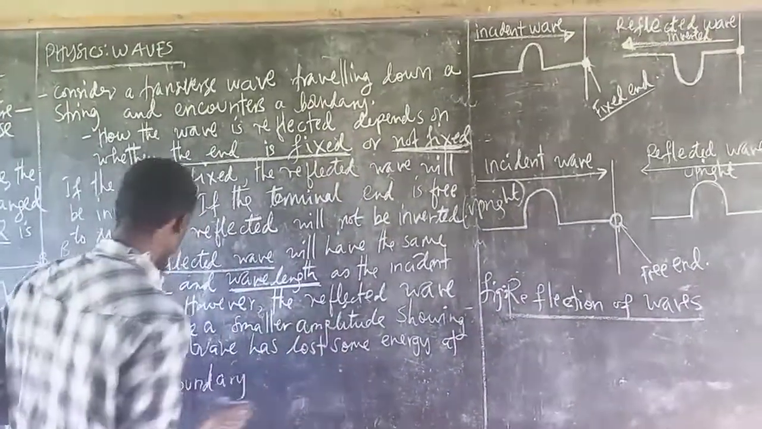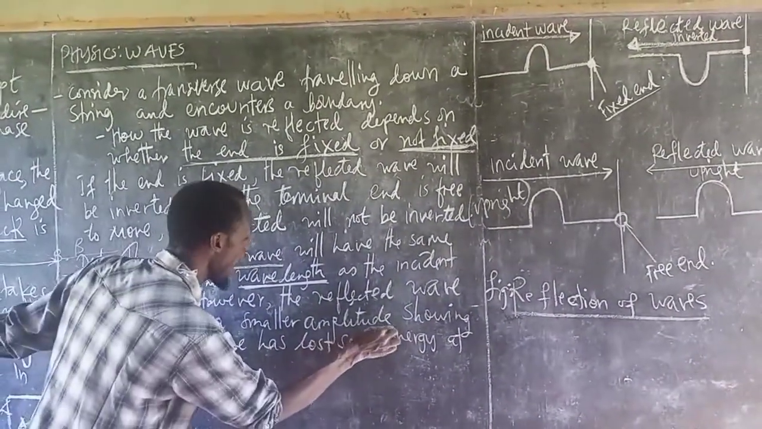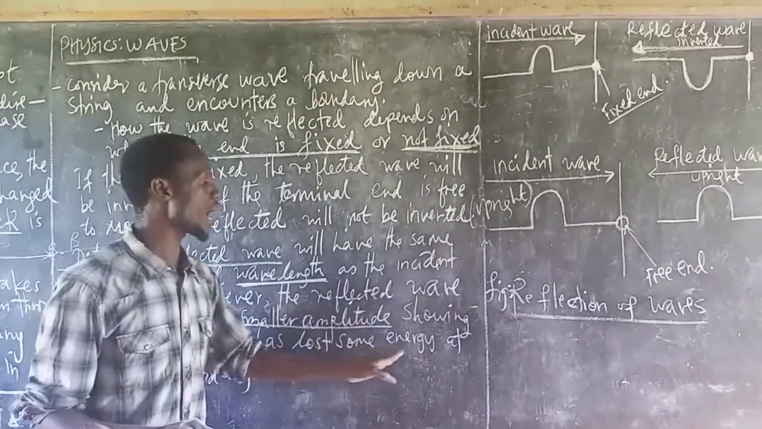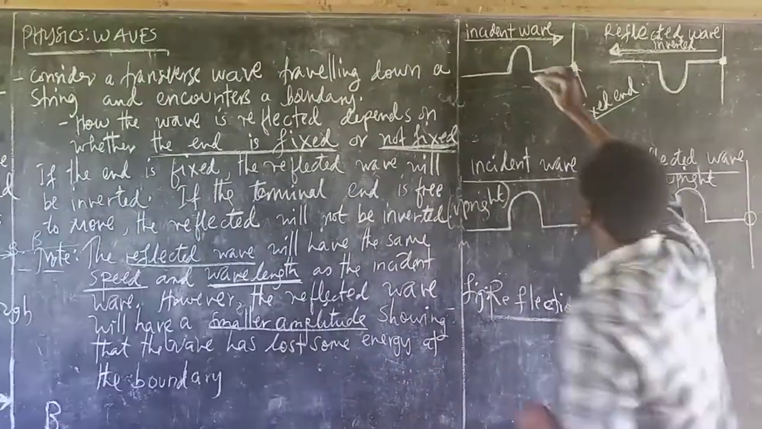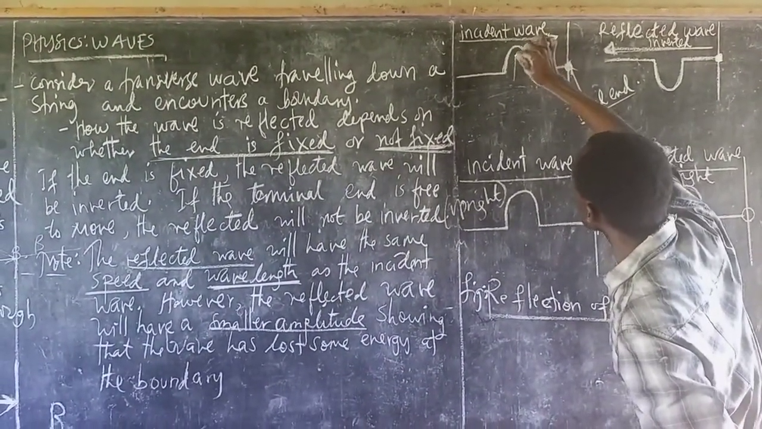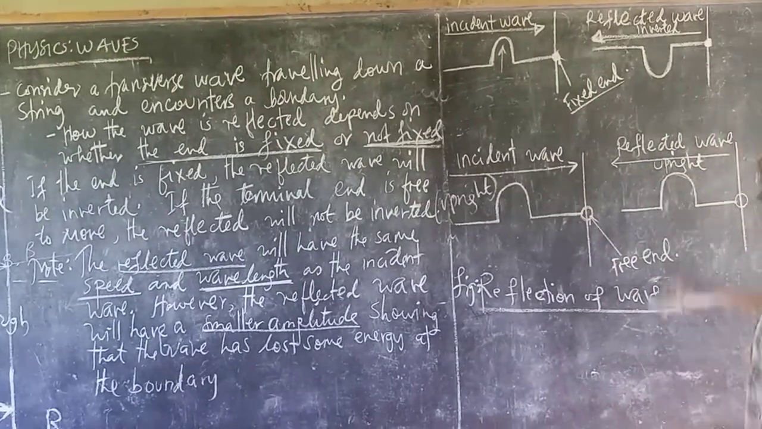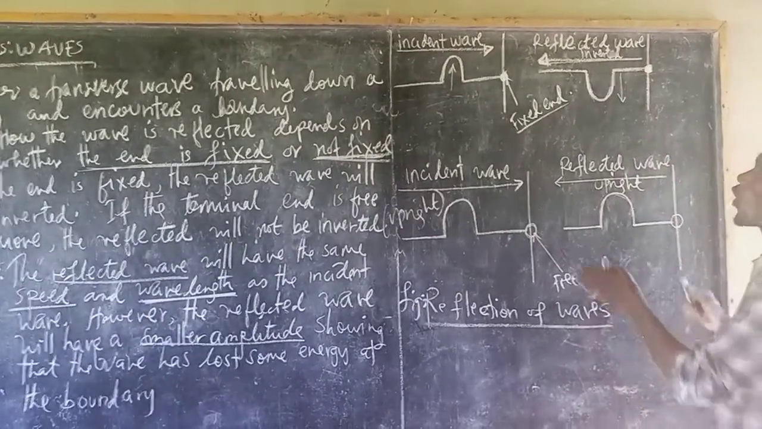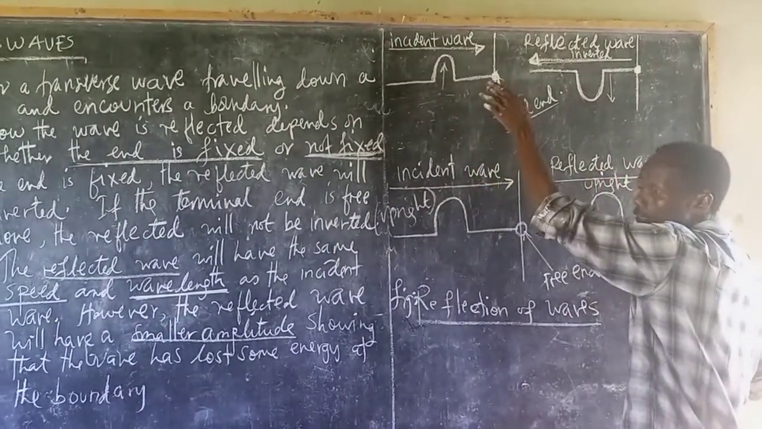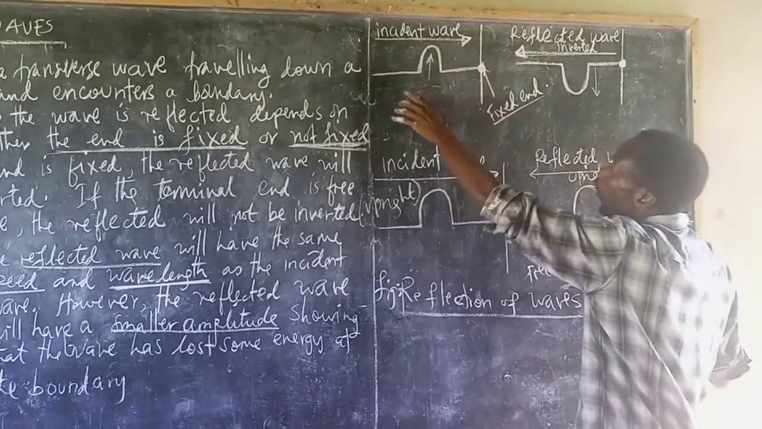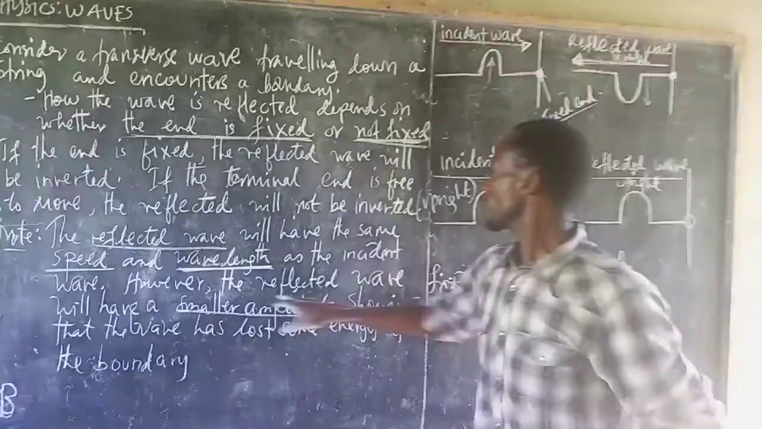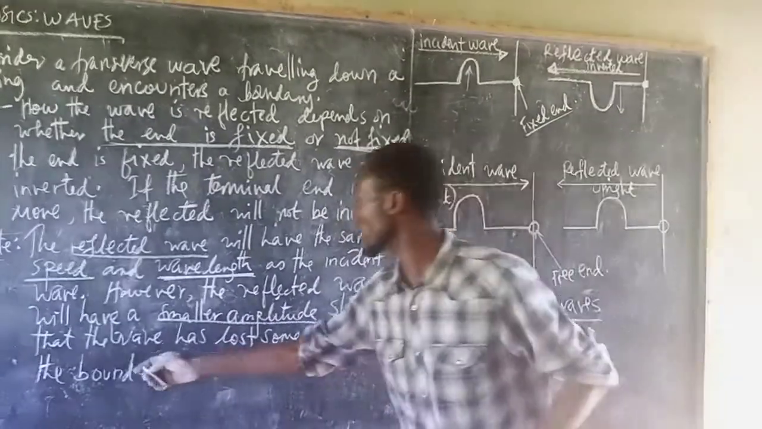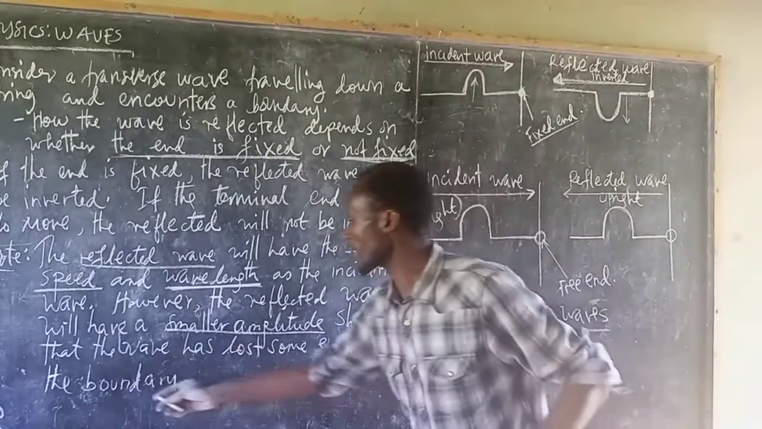However, the reflected wave will have the smaller amplitude, showing that the wave has lost some energy at the boundary. The amplitude of the incident wave is greater than the amplitude of the reflected wave. Why is it so? Because the energy has been lost when there was a transmission of incident wave to reflected wave. The reflected wave will have the smaller amplitude, showing that the wave has lost some energy at the boundary.